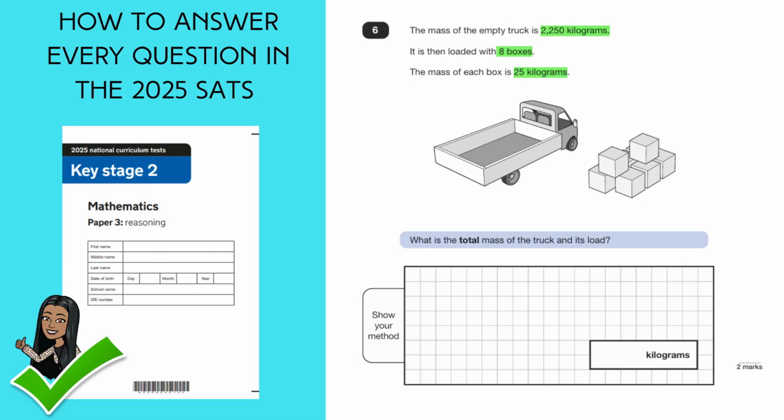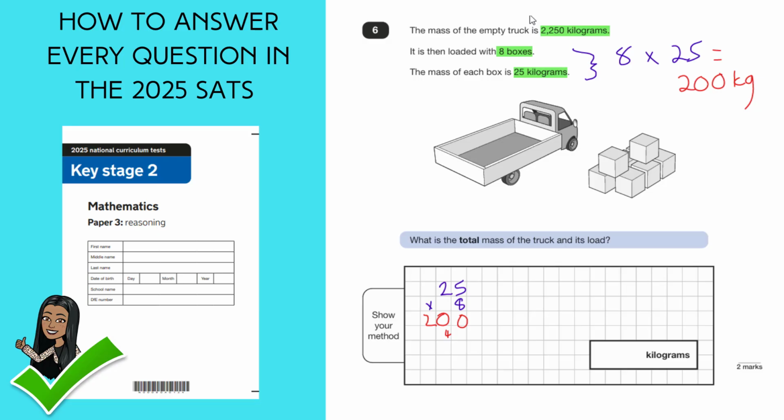Okay, so we are told that there are 8 boxes and that each of those is 25 kilograms. So we can first of all figure out the weight of these by doing 8 lots of 25, which is basically 8 times 25. So we can do that as a short multiplication, 25 times 8. So 5 times 8 is 40, 2 times 8 is 16, plus the 4 is 20. So 200 kilograms for just these boxes here.